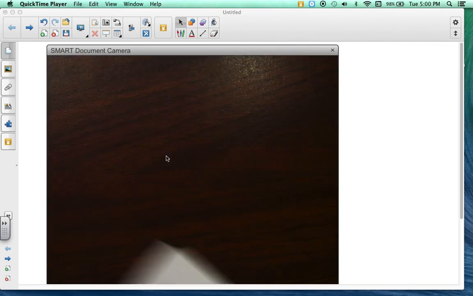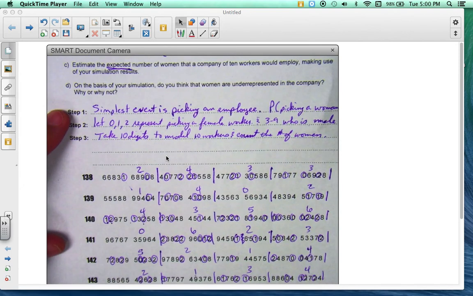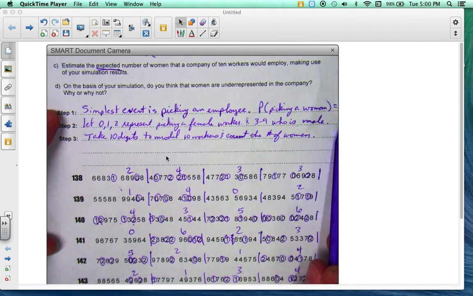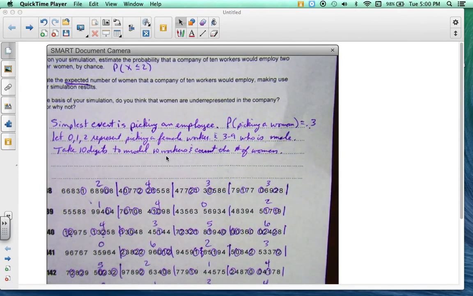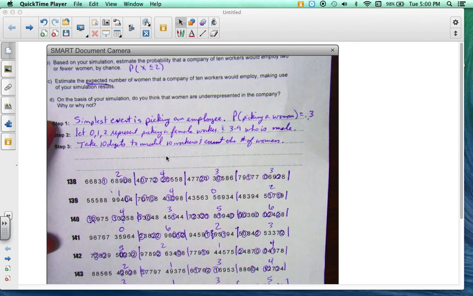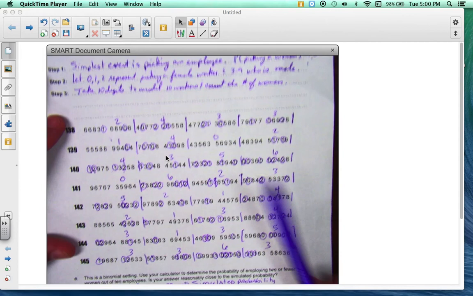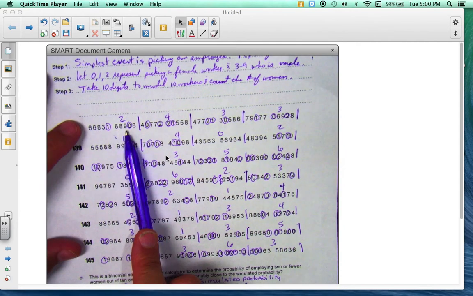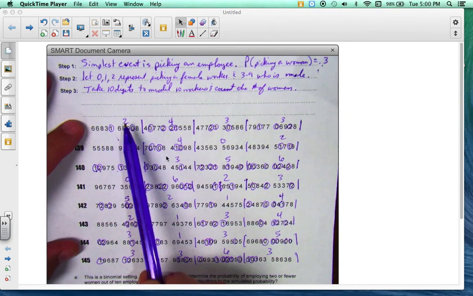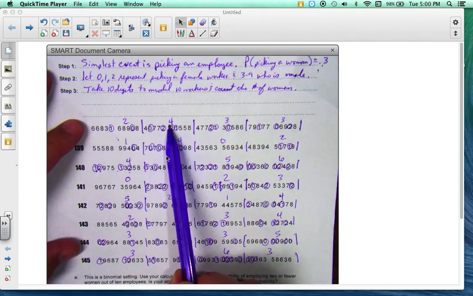On problem number 2, again, we're picking an employee, okay? And the probability of picking a woman was 0.3. All right, let me minimize this a little bit. All right, the probability of picking a woman is 0.3. So you assign the digits of 0, 1, and 2. You run 30 simulations of 10 digits. Now remember, 10 digits represents 10 employees. All right? You pick the 0, 1, and 2 to represent picking a lady or picking a female. So 2 females out of 10, 4 females out of 10, 3 females out of 10.